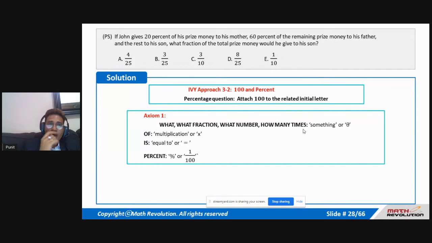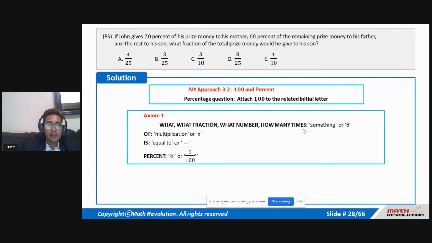Why am I talking about this? "2 is what percent of 50" and "2% of 50" are two different things. So if anyone struggles to form that algebraic expression, this is the axiom that will help. All right, so we have got answers from all.